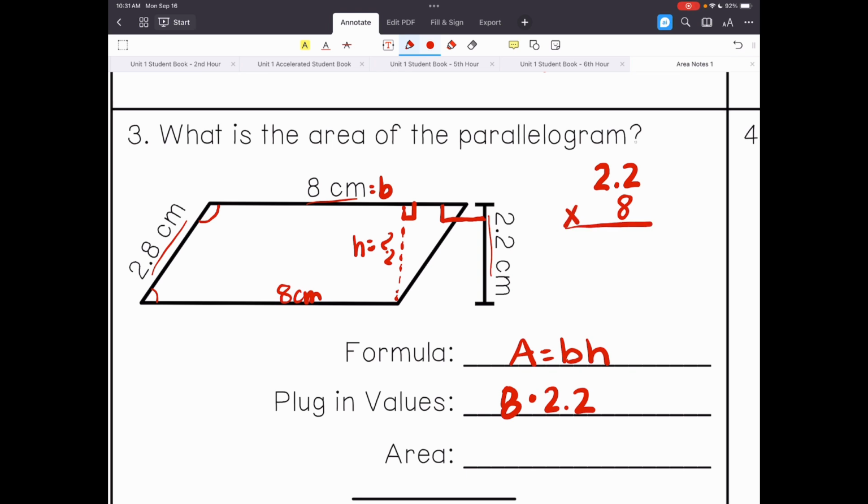Remember, ignore the decimal. 8 times 2 is 16. Carry the 1, drop the 6. 8 times 2 is 16, plus the 1 is 17. We do have to look back at the original problem. There is 1 digit that comes after the decimal, so there is 1 digit that comes after the decimal in the answer. My final answer is 17 and 6/10. And it's centimeters squared because my original measurements were in centimeters.